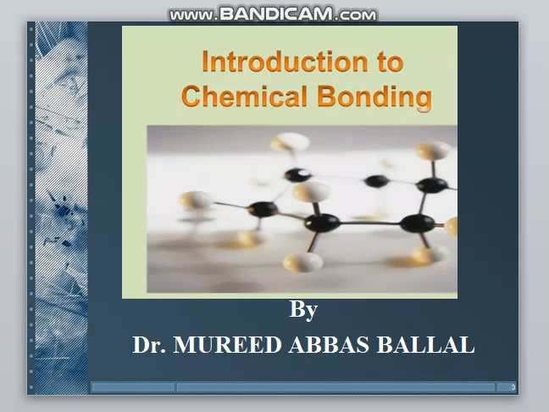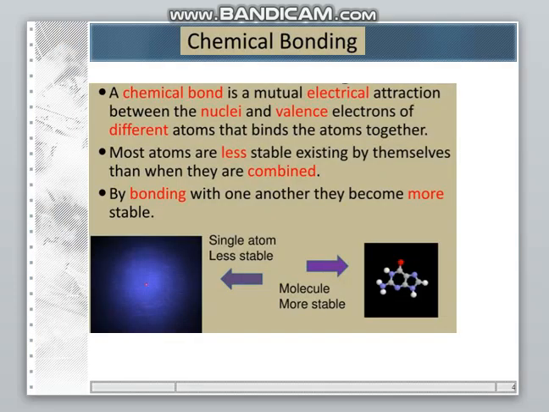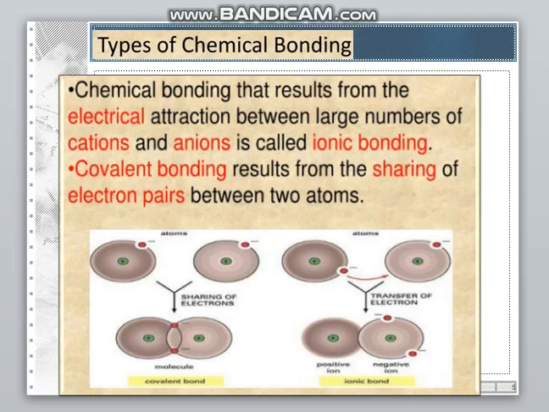Introduction to chemical bonding. A chemical bond is a mutual attraction between the nuclei and valence electrons of different atoms that binds the atoms together. Chemical bonding that results from the attraction between a cation and an anion is called an ionic bond, and that which results from the sharing of electron pairs between two atoms is called a covalent bond.